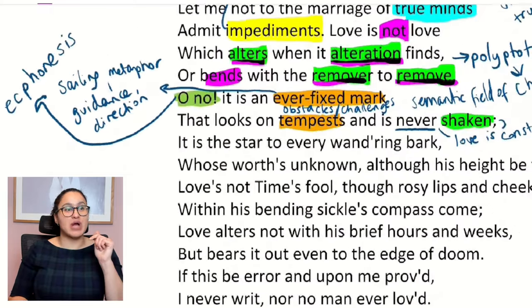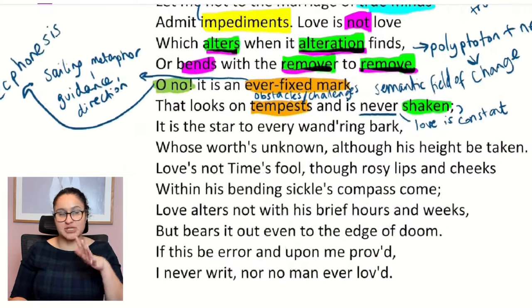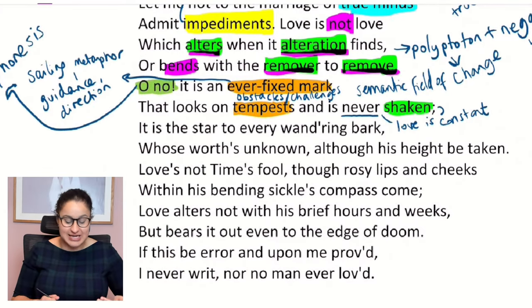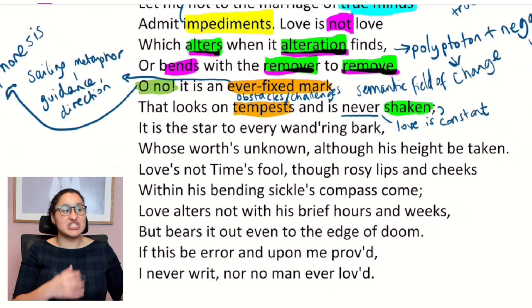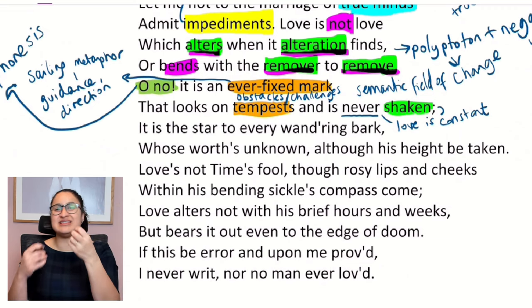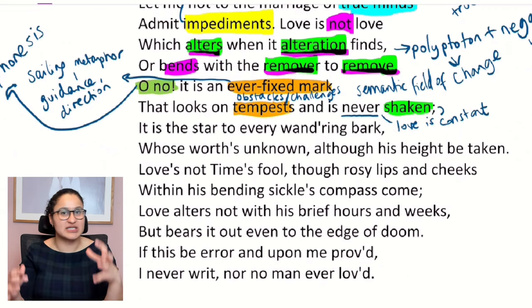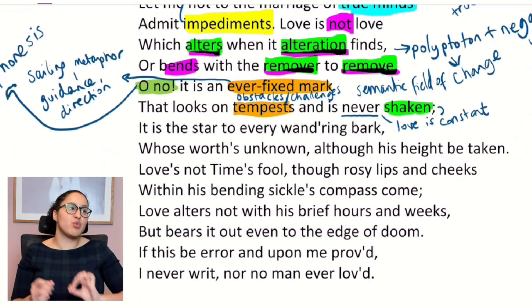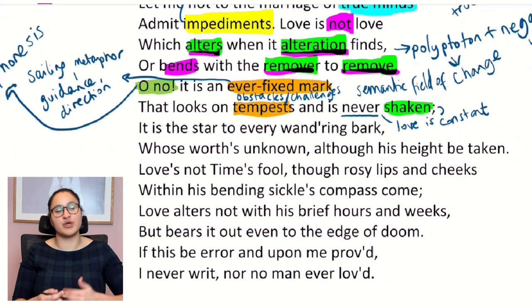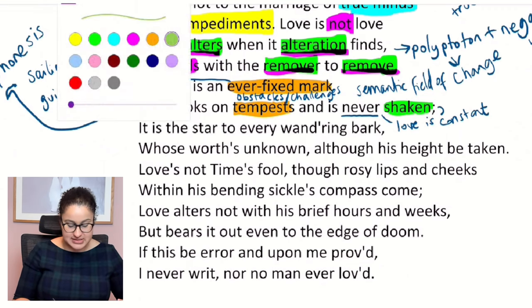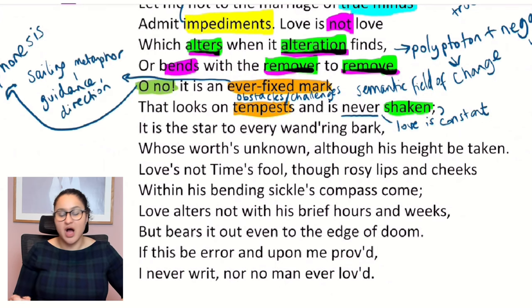We're gonna go back now, and I will keep pointing out more things for tone as it comes up, but we're gonna go back to our sailing metaphor, because he extends that over the next two lines. So remember, he's just finished telling us that love is this constant guidance that we can rely on in difficult times, and love is never affected by these obstacles. He says it is the star to every wandering bark, whose worth's unknown, although his height be taken. So the star to every wandering bark is a continuation of the ever fixed mark and the tempest, in the sense that a wandering bark is just a ship.